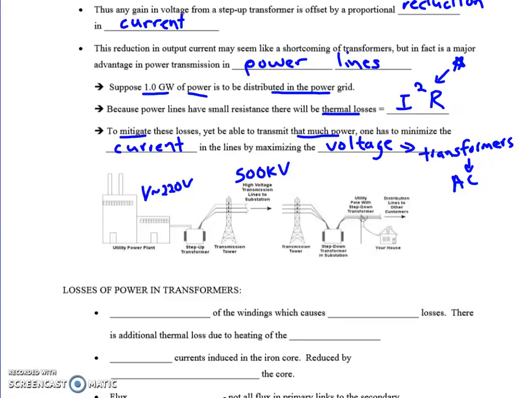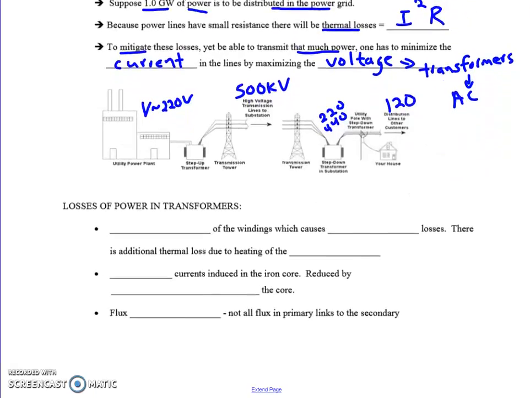Then when we finally get near a town, we step it down in the substations. This is probably 220, 440, depending on what's going to be tapping into it. Then when we go along the streets to homes, there is some 220, but generally we want 120 in the houses. So we use transformers to transmit: we step it up to go a long distance, and then step it down for the shorter distances and shorter wires that we would have in our homes.